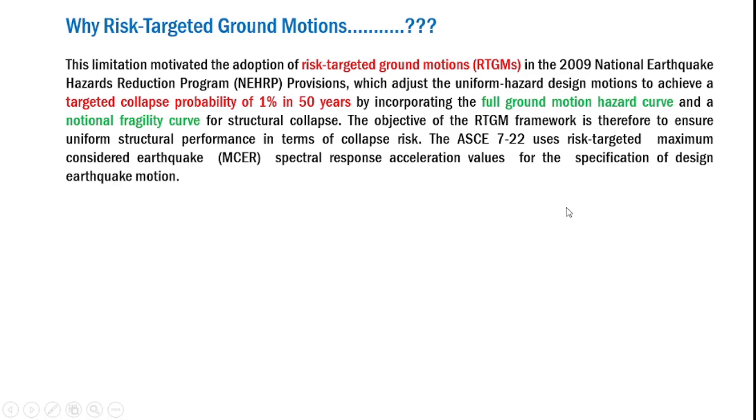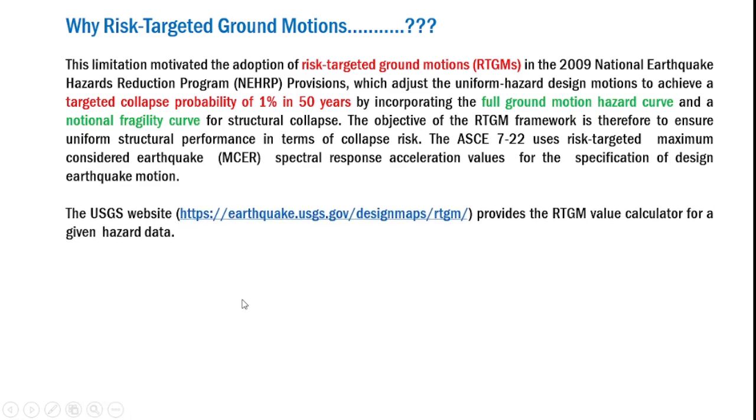And ASCE 7-22 uses risk-targeted maximum considered earthquake, known as MCER, spectral response acceleration values for the specification of design earthquake motion. So remember, the risk level that forms the pivot for the calculation of the RTGM is a targeted collapse probability of 1% in 50 years.